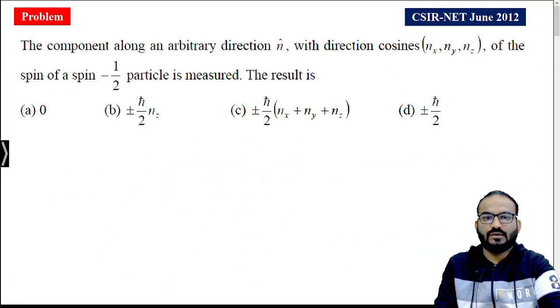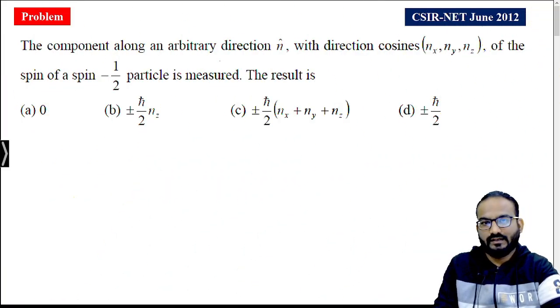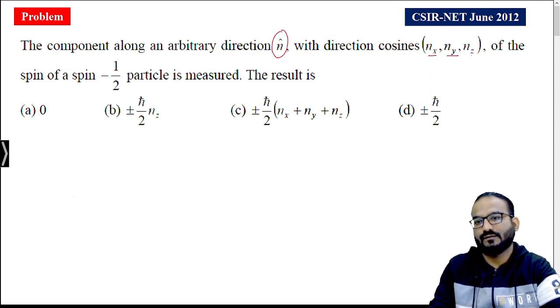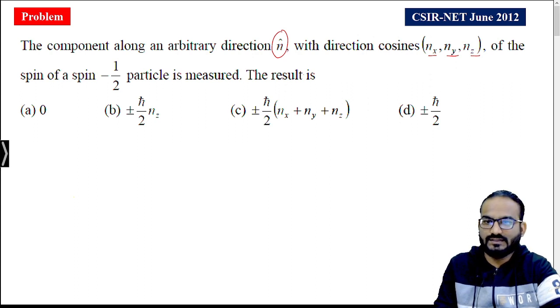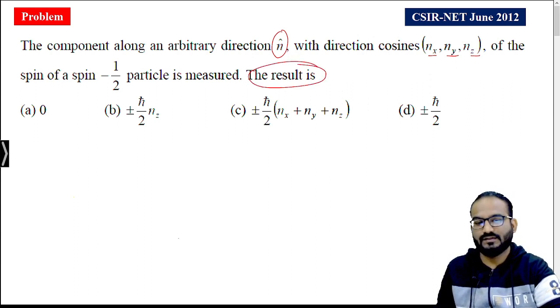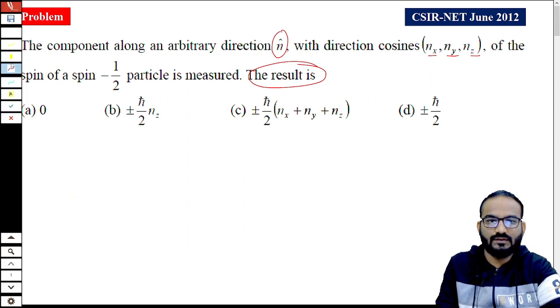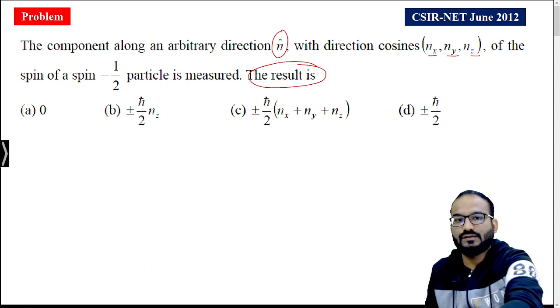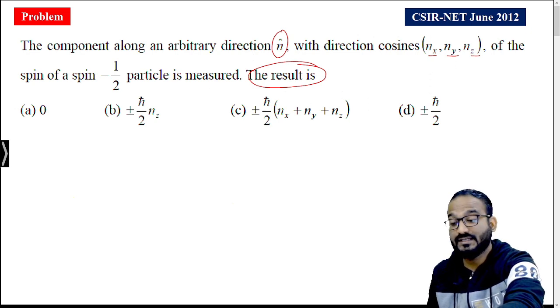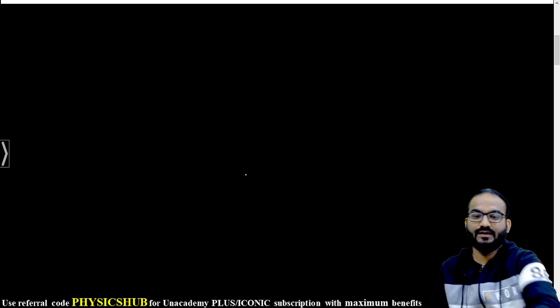Okay guys, so another problem. The component along an arbitrary direction n cap with direction cosines nx, ny and nz of the spin of a spin half particle is measured. What is the result? Four options are given. Let us try to solve this particular problem. How can I do this? So you are given the component along an arbitrary direction of the spin.